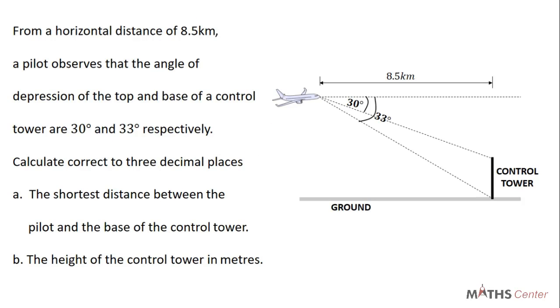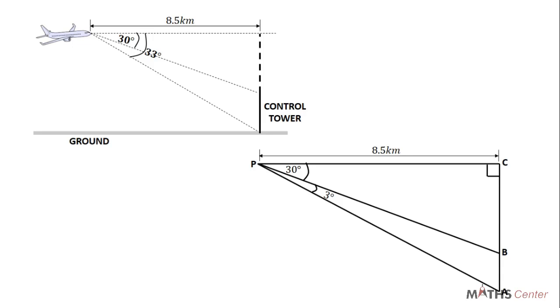Welcome back. In the previous video, we started solving this question and we drew the diagram for this question. In this video, we are going to calculate the shortest distance between the pilot and the base of the control tower, which is the first part of our question.